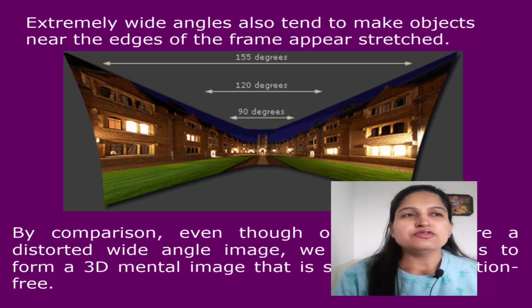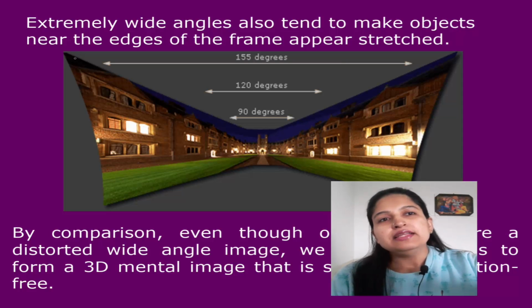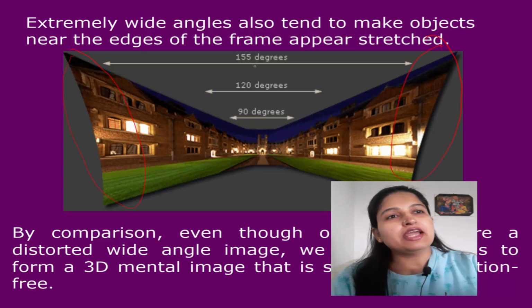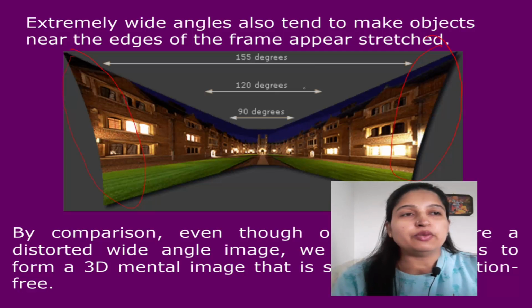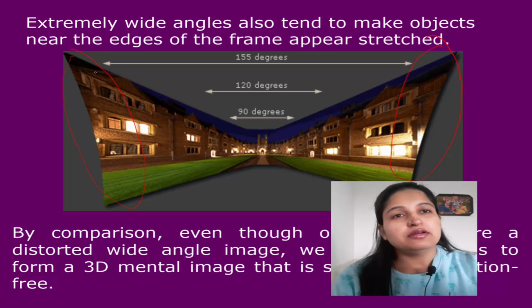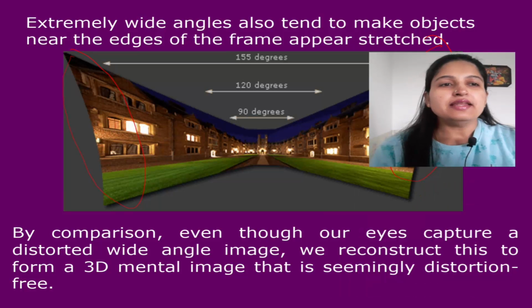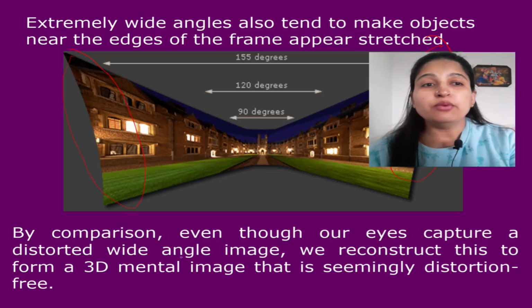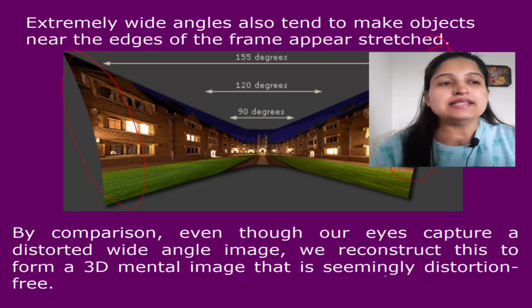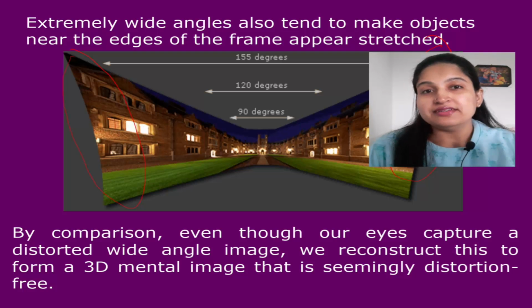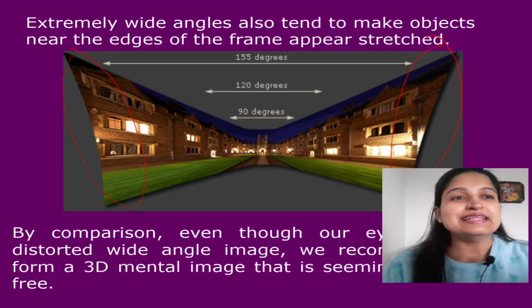Extremely wide angles also tend to make objects near the edges of the frame appear stretched. Here you can see this portion of this image and this portion of this image. Here we have taken 155-degree, 90-degree and 120-degree views. The objects near the edges of the wide angle frame appear stretched. By comparison, even though our eyes capture a distorted wide angle image, we reconstruct this to form a 3D mental image that is seemingly distortion free. With the cameras we are not able to do this, and we get this kind of image only.